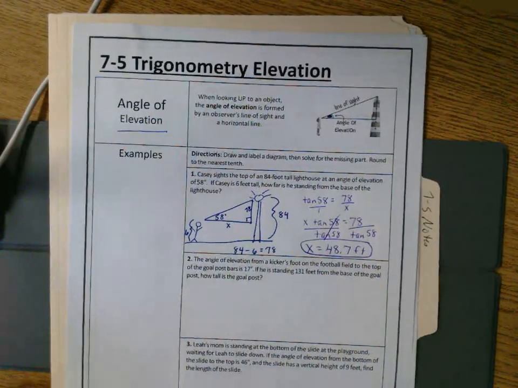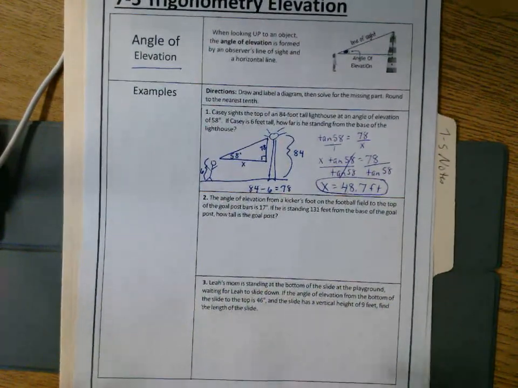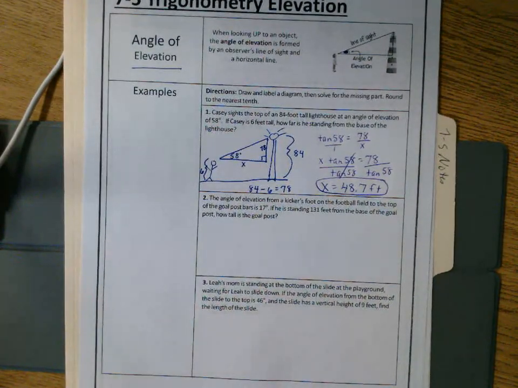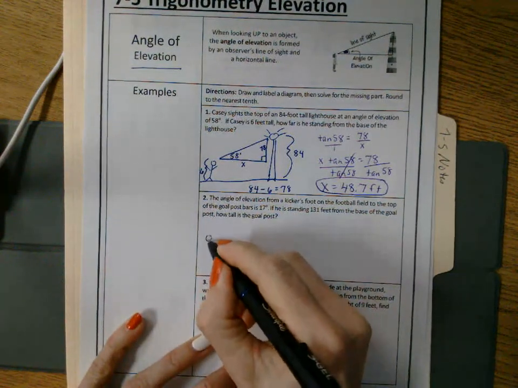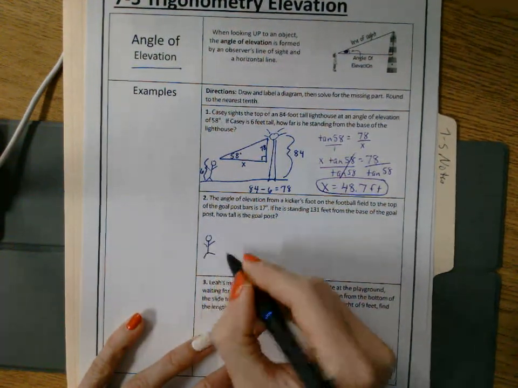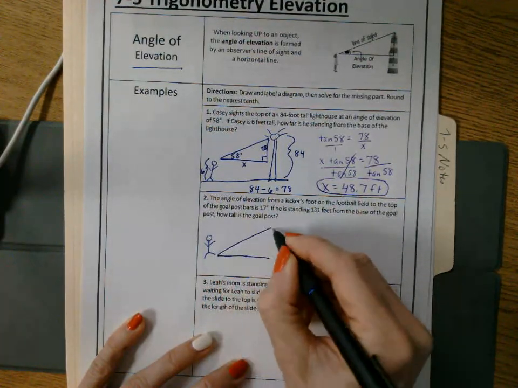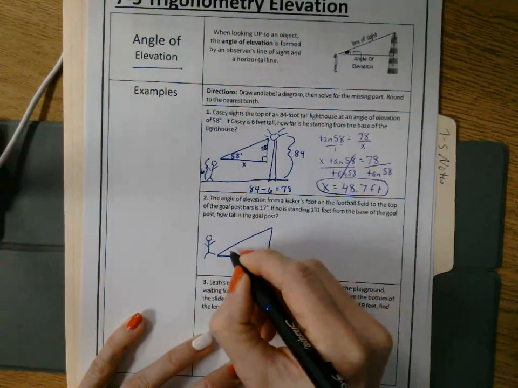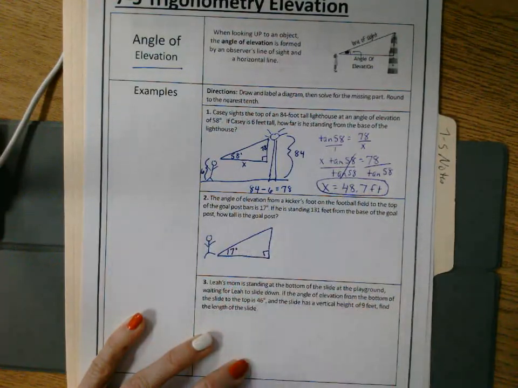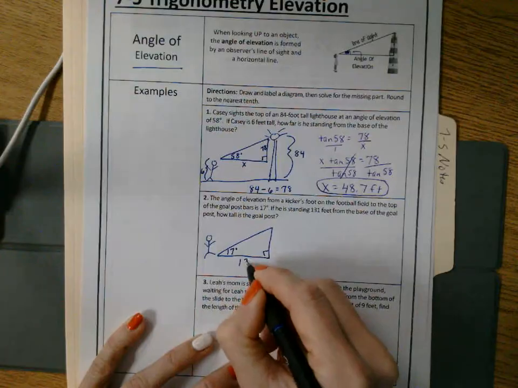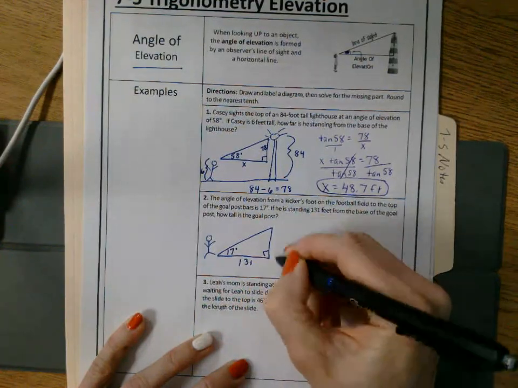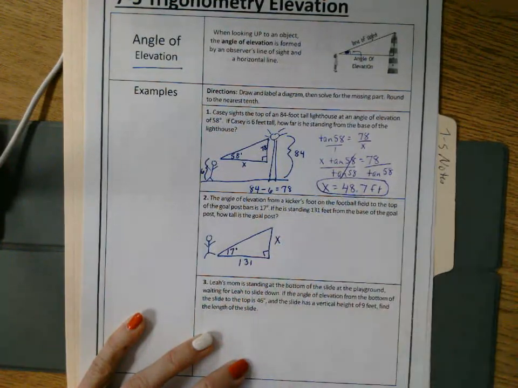Okay. Number 2, the angle of elevation from a kicker's foot on a football field to the top of the goalpost is 17 degrees. If he is standing 131 feet from the base of the goal, how tall is the goal? So we got our little person again. He's kicking, okay? Right here, there's our triangle. He's kicking at 17 degrees. He's 131 feet from the goalpost. And we're trying to find out how tall. This is the goalpost. I'm not going to draw a picture of that.